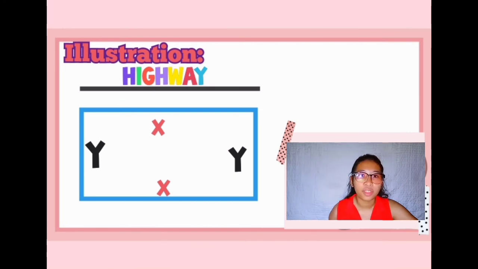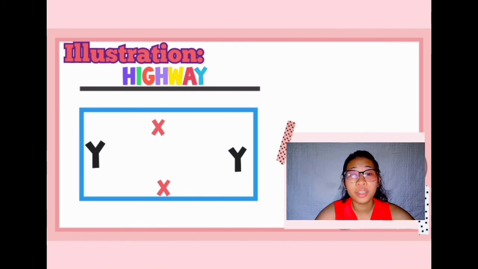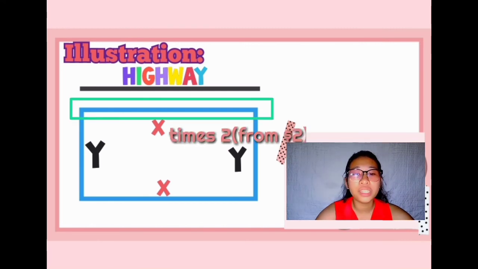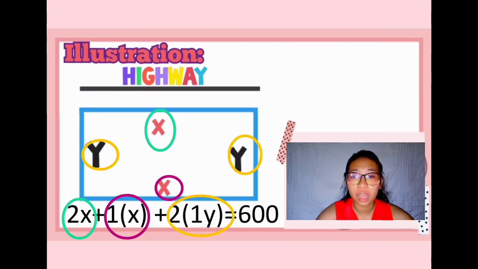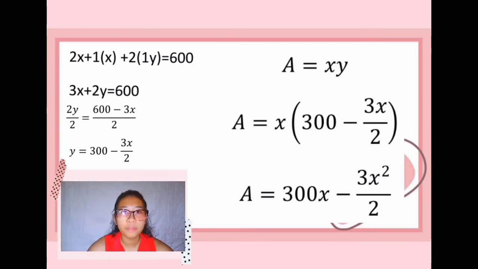So let's say that this is the highway. And it said in the problem that the fencing costs $2 per foot along the highway, thus we only have one side. So this is the only one that we will multiply by 2. So the equation becomes 2x, thus all other sides cost $1 per foot. So we will add them all and we can now get 2x plus 1 times x plus 2y is equal to 600. To simplify it, let's add the 2x and x that give us 3x.